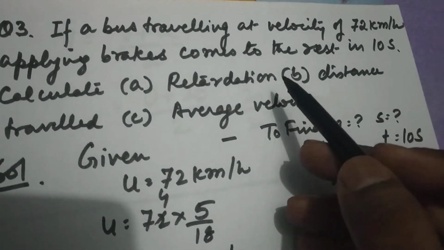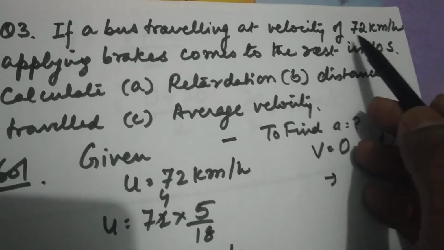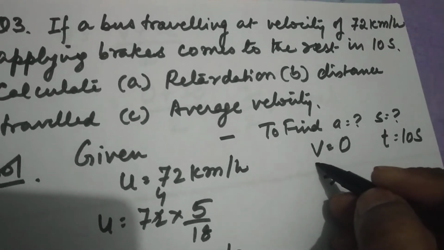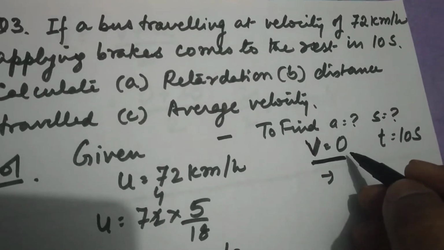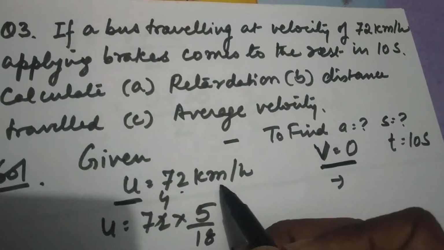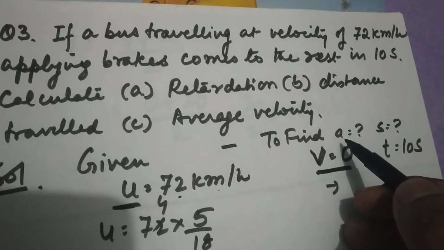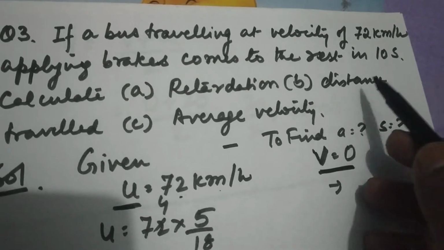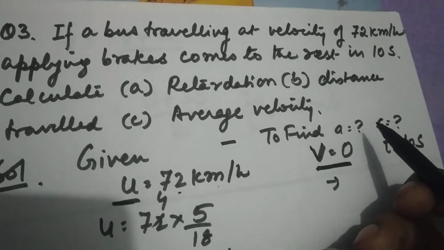That is, when the body has applied the brake, its initial velocity which was 72 now becomes final velocity 0. It means in this condition u is not 0. What is 0? Final velocity is 0. Already it was going at 72, so initial velocity was 72. Final velocity was 0. What do you need to find? You have to find the retardation a. You have to find s. And we have to find average velocity with the formula that I will tell later.